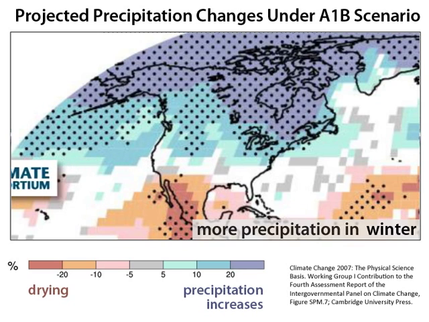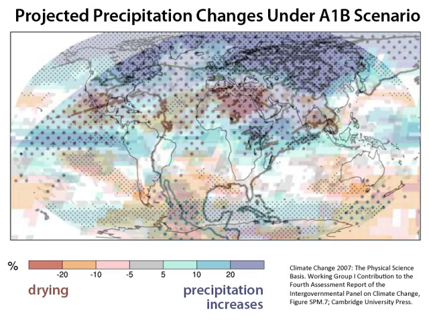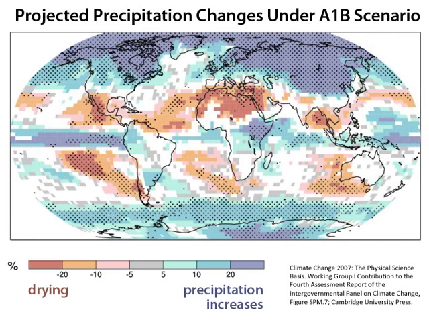The black dots indicate where the large majority of climate models are in agreement on the direction of the projected precipitation change. That is, on whether there will be an increase in precipitation or a decrease in precipitation.